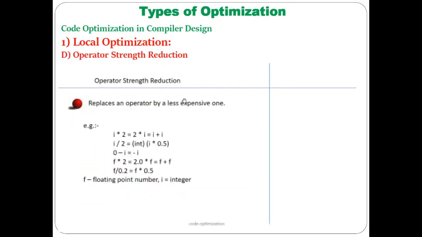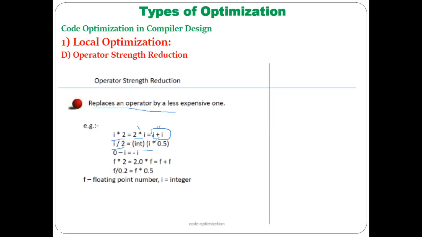Then next we have the operator strength reduction technique, that also previously we have seen, where we replace the high strength operator. High strength operator gets replaced by the low strength operator. Like if there is an expression I into 2 or 2 into I, for that you can simply write I plus I, because plus is a less expensive, less strength operator as compared with the star. If I divided by 2, like this is an expression, then you can write it like this: I into 0.5, because the strength of the division operator is more as compared with the star.